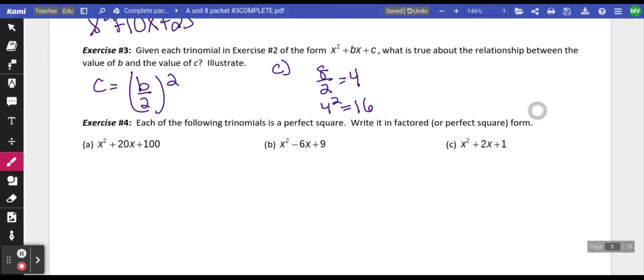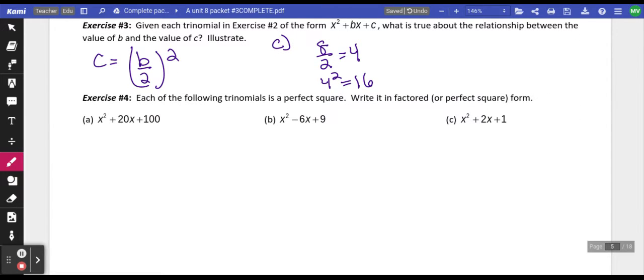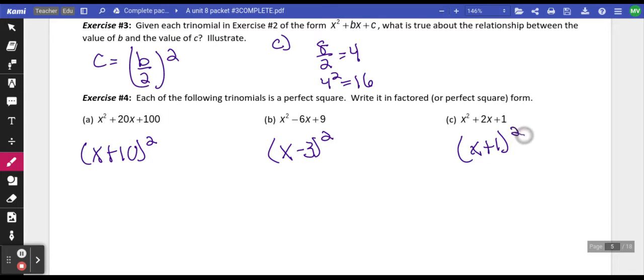So now, each of the following trinomials is a perfect square. Write it in factored form. So I want you to factor each of these. So pause and do that. So this is (x plus 10) quantity squared. This is (x minus 3) quantity squared. And this is (x plus 1) quantity squared, because they're all perfect square trinomials.